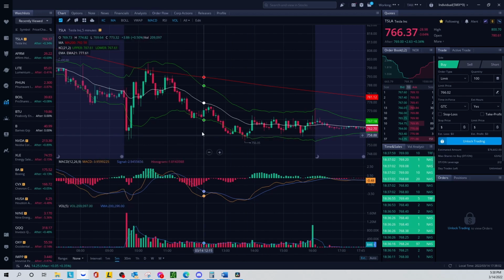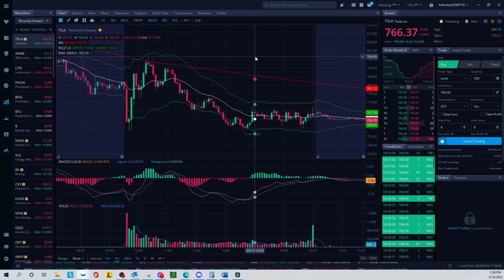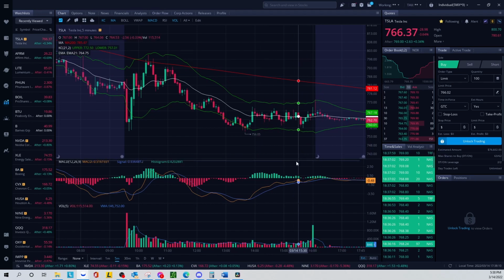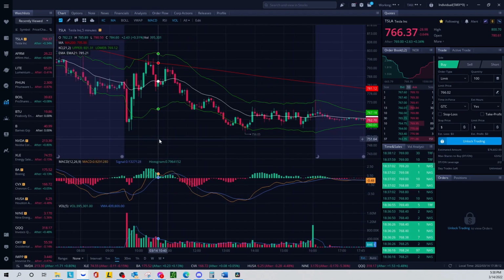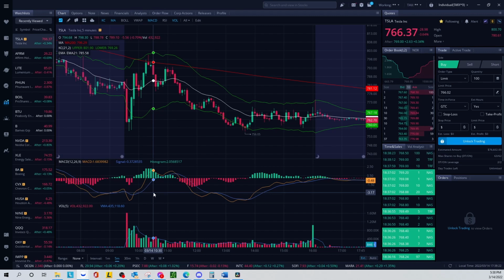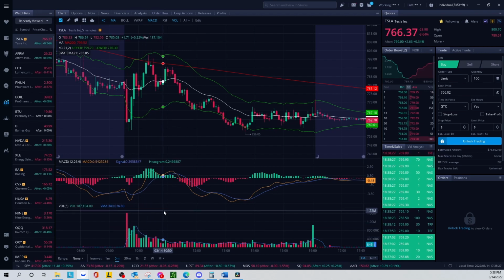Okay, so that's how you can use the Keltner channel to help you with your entries and exits. I would say, in addition to that, you might want to put the MACD, the moving average convergence divergence indicator, on your chart, and then just overall volume on the chart.